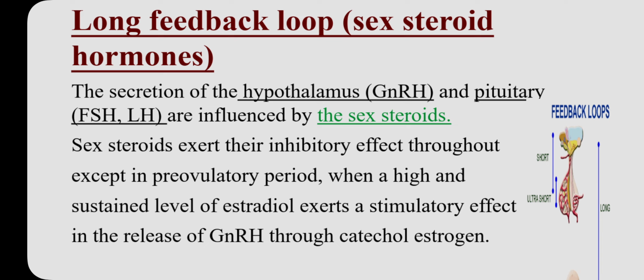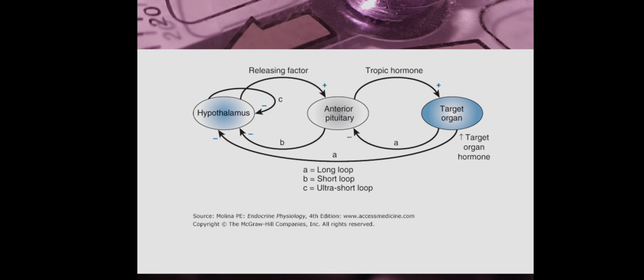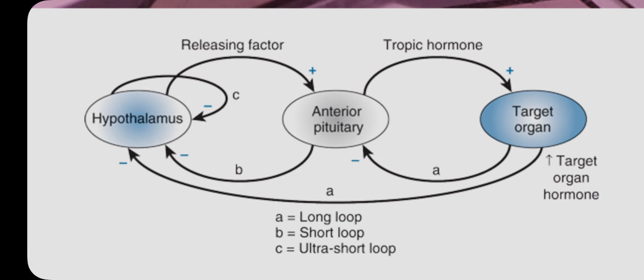Except in that case, throughout the cycle, it is causing the inhibitory effect. So whenever the estrogen levels are more and progesterone levels are more, the pituitary and the hypothalamus are suppressed. Except in the pre-ovulatory period, where a high and sustained level of estradiol exerts a stimulatory effect in the release of GnRH. So this is about the long feedback loop.